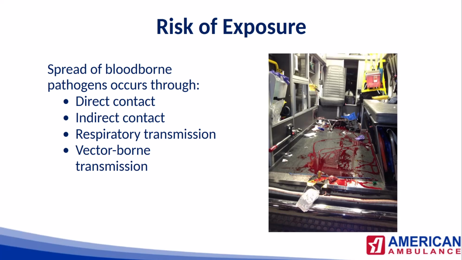Indirect contact happens when a person touches an object contaminated with the blood or bodily fluid of an infected individual. Respiratory transmission occurs when someone inhales respiratory droplets expelled by an infected person through coughing or sneezing. Vector-borne transmission involves a person's skin being penetrated by an organism carrying the disease, such as mosquitoes or ticks.